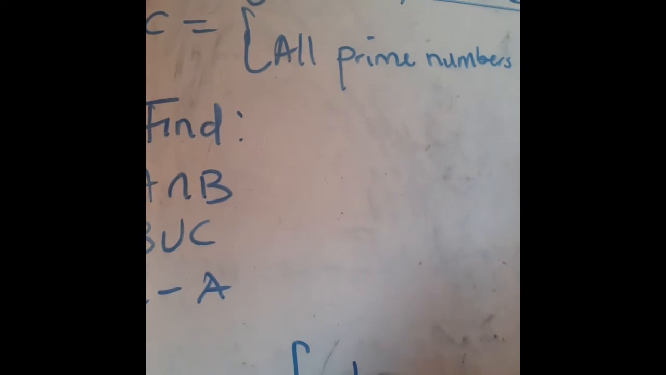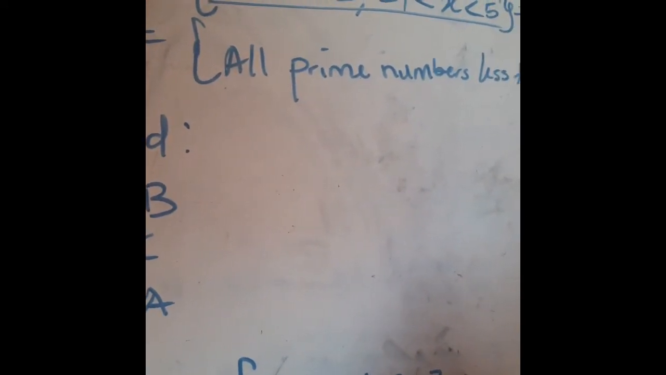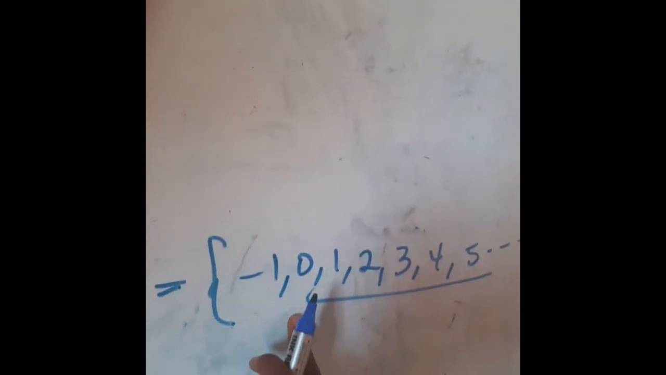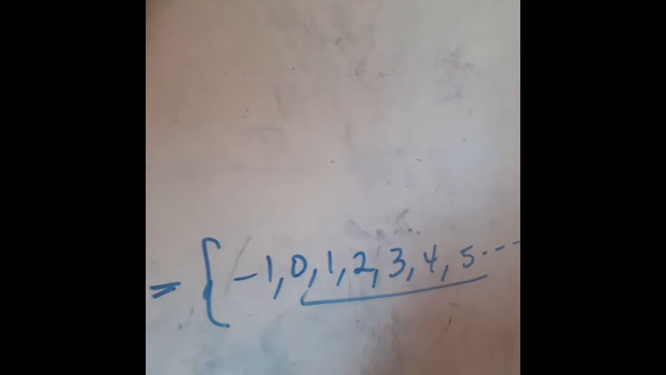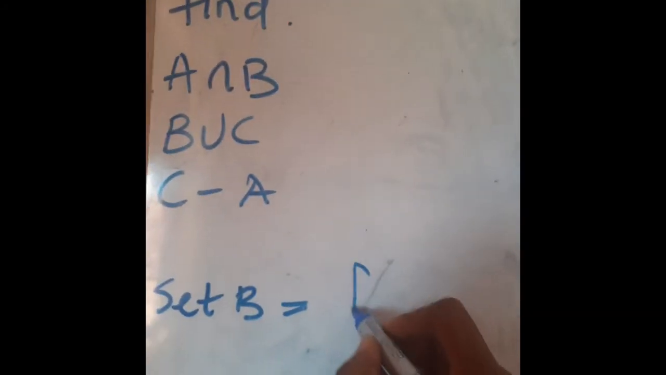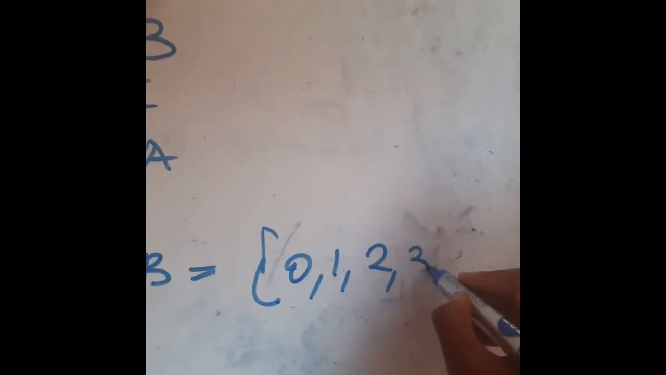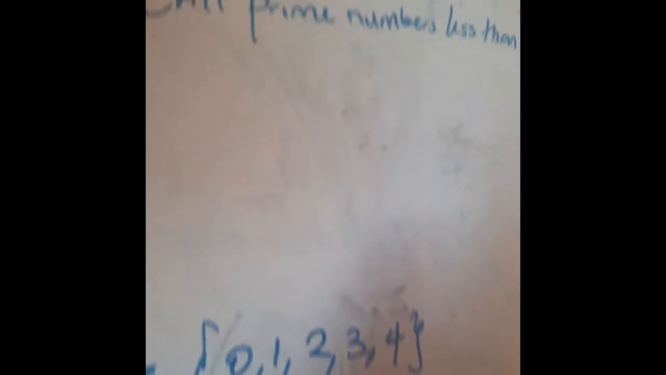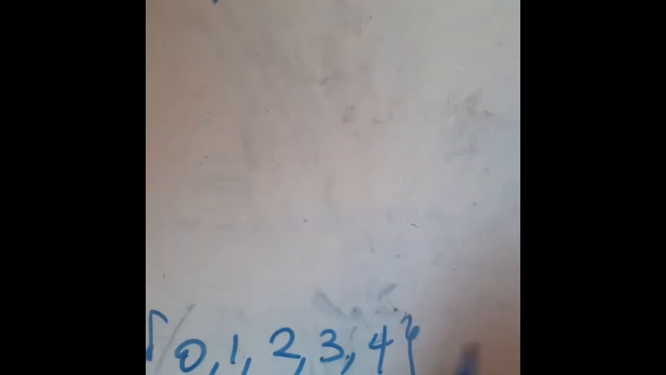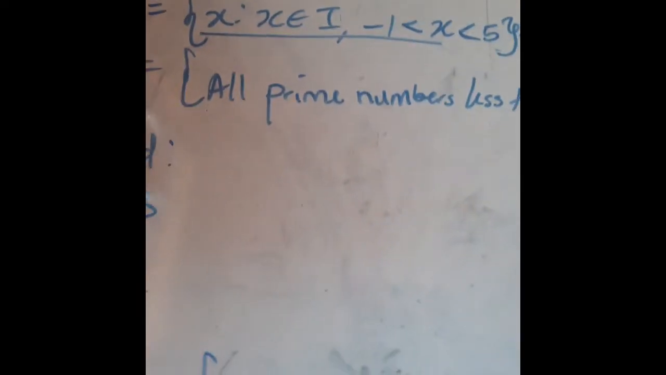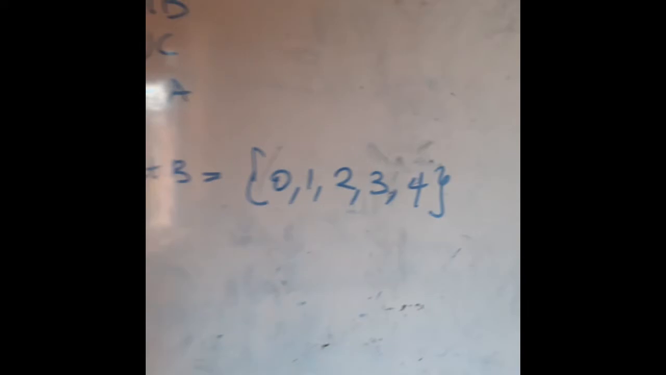What are the numbers that are greater than -1? We have -1, 0, 1, 2, 3, 4, 5, so all these whole numbers are greater than -1. So we're going to list out the numbers that are greater than -1 and less than 5, which are 0, 1, 2, 3, and 4. If there was an equality sign here, we would have included our 5. But since there is no equality sign, we will not include 5. So these are the elements of set B.